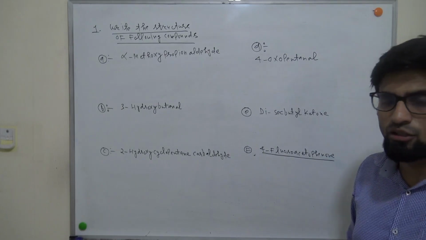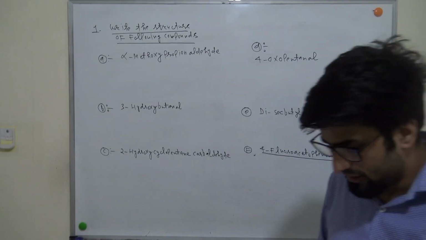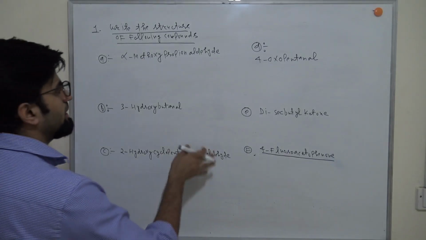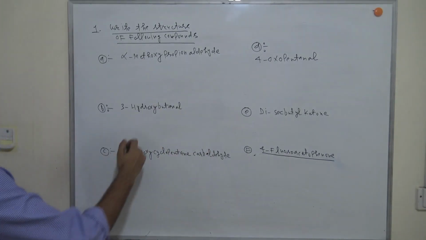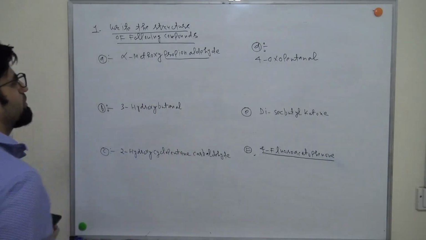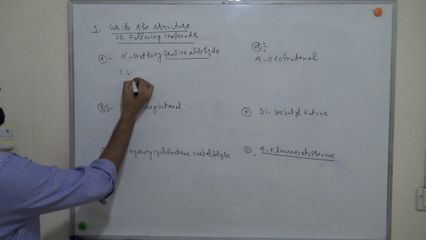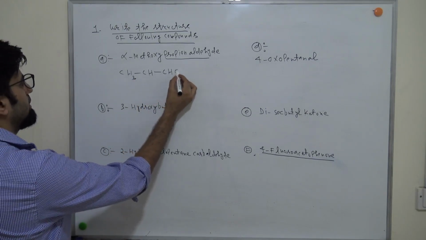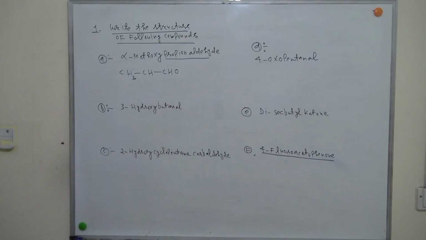Alpha methoxy propionaldehyde. You're like, okay, this is the name of something like an ether. Okay, let's start. Let me tell you one tip: whenever they ask for the structures, always start from the end. So propionaldehyde, you're like, okay, this is the common name of propanal, CH3CH2CHO. This is your propionaldehyde.